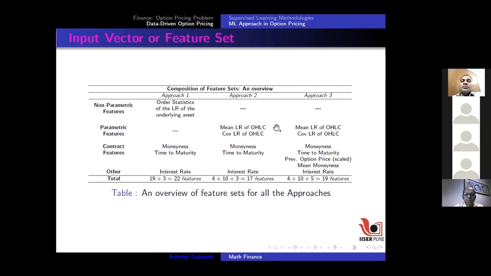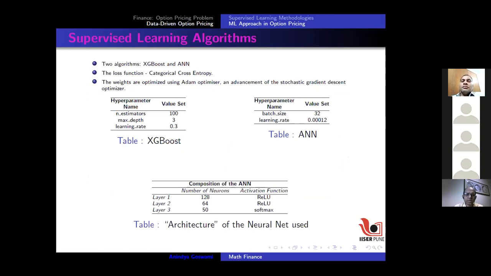So that is approach 1, and similarly approach 2 has a little tweak here. We use more information from the intraday data, like open, high, low, close, etc. Approach 3, on the other hand, uses similar things, but it also includes the previous day's option price, of course with proper scaling. That is one extra piece of information, and we'll see later from the tables that it makes approach 3 much more perfect than the other two. Approaches 1 and 2 are quite similar in performance.